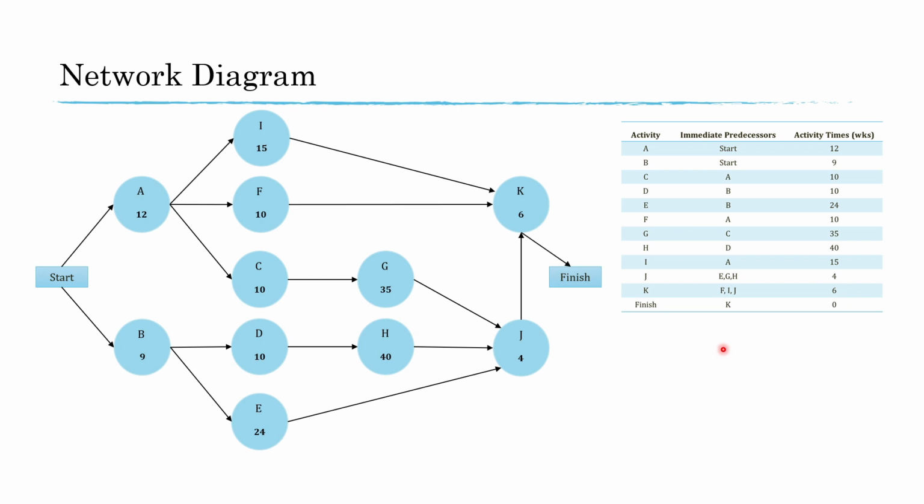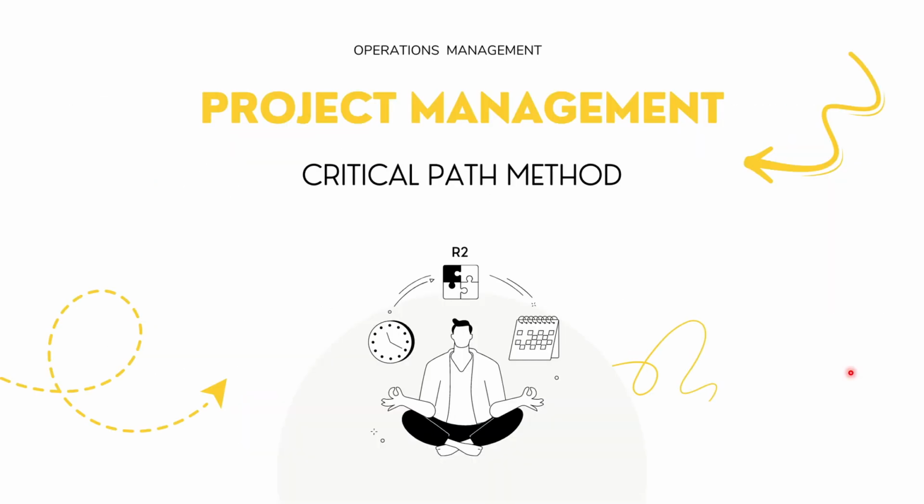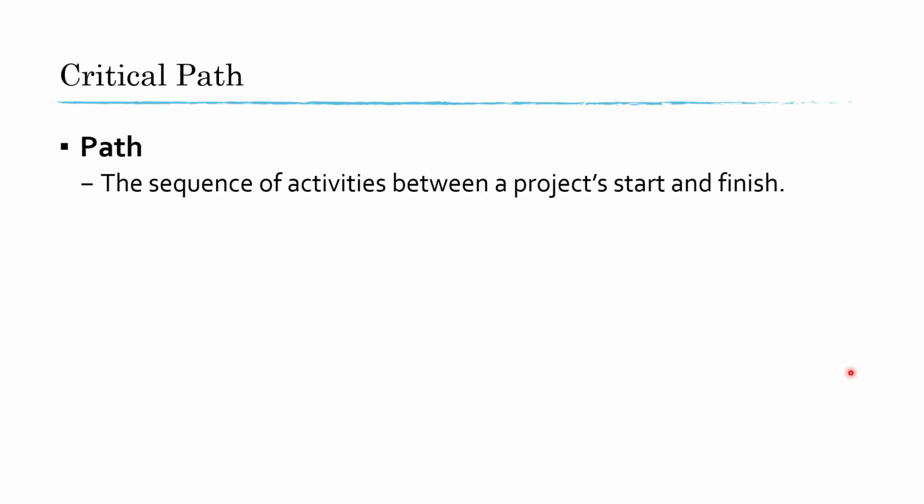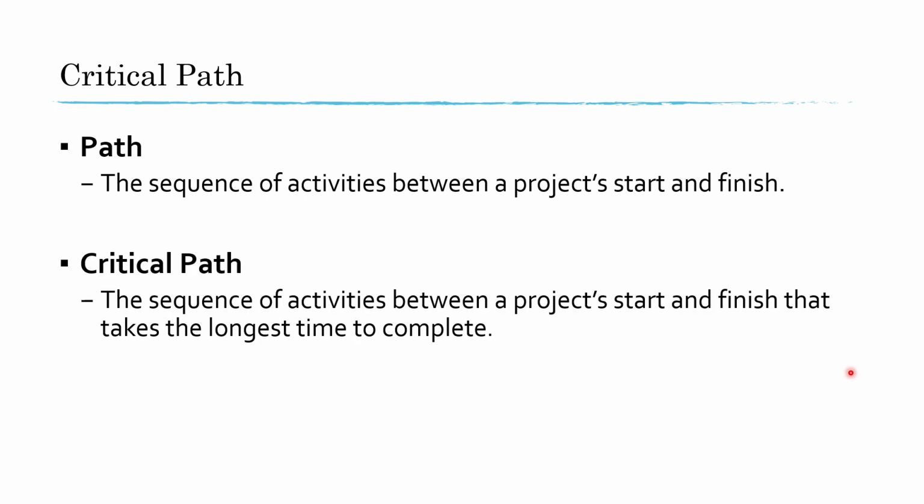So in the next slide, we will learn, once we finish the network diagram, how we can find the critical path. Next, we will discuss how to find the critical path of a project. To find the critical path, let's familiarize ourselves with the definition of path and the critical path. A path is the sequence of activities between a project's start and finish, whereas a critical path is the sequence of activities between a project's start and finish that takes the longest time to complete. Now, this is important. Critical path is the one that takes the longest time to complete.